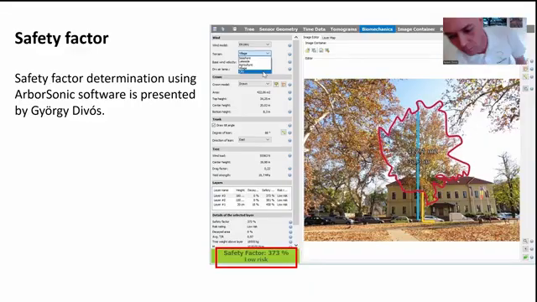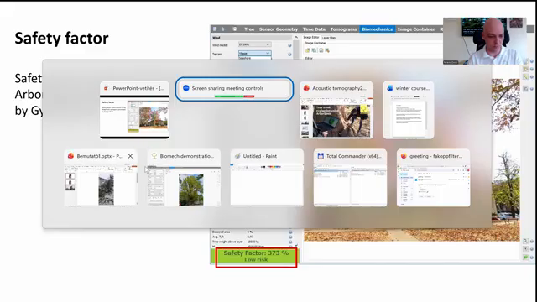Welcome, everybody. I'm very happy so many of you have shown up for today's lecture. I'm going to do a small live demonstration in the software for those who haven't used biomechanics so far. So I'm not using slides. This is going to be the ArborSonic software right here.